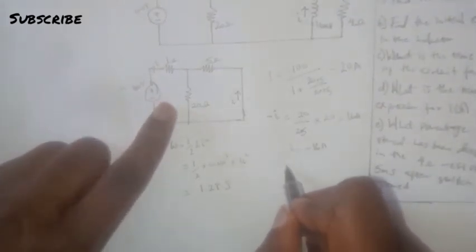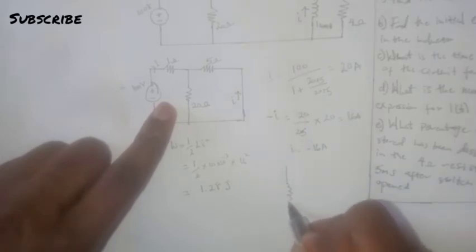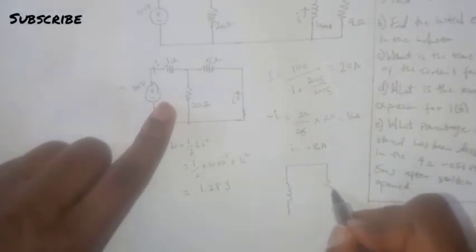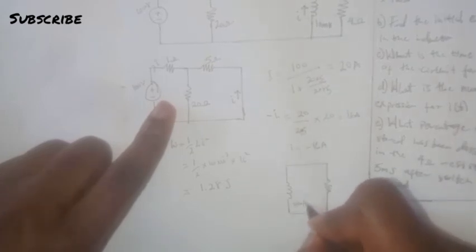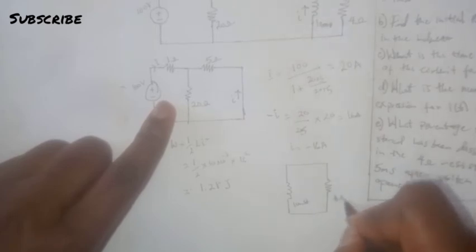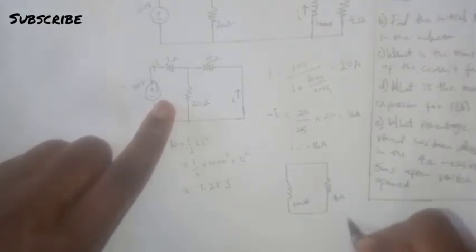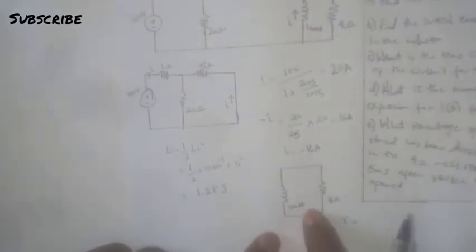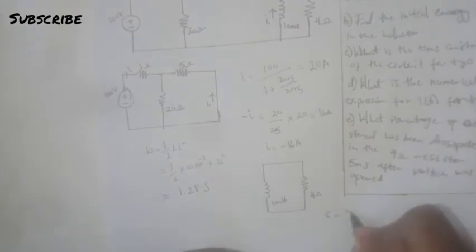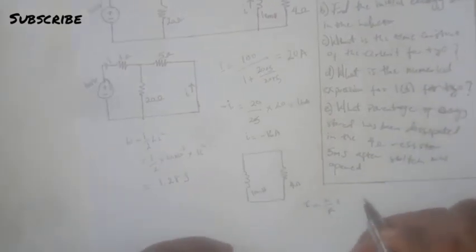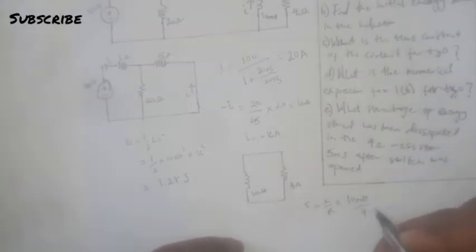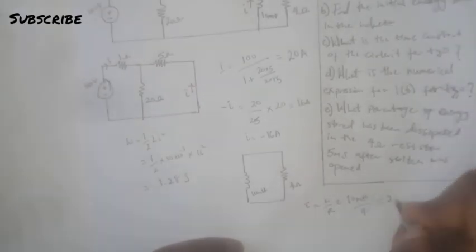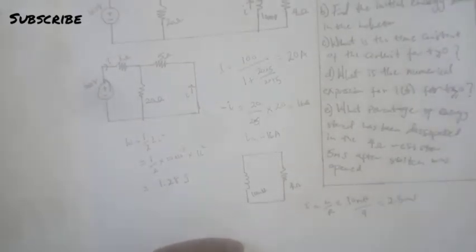The next question requires us to find the time constant for the circuit for t greater than 0. At t greater than 0, we are dealing with a circuit that looks like this. We have a 10 millihenry inductor and a 4 ohm resistor, and recall that the time constant tau in an RL circuit is L over R. So that would be 10 millihenry over 4, which is equal to 2.5 milliseconds.